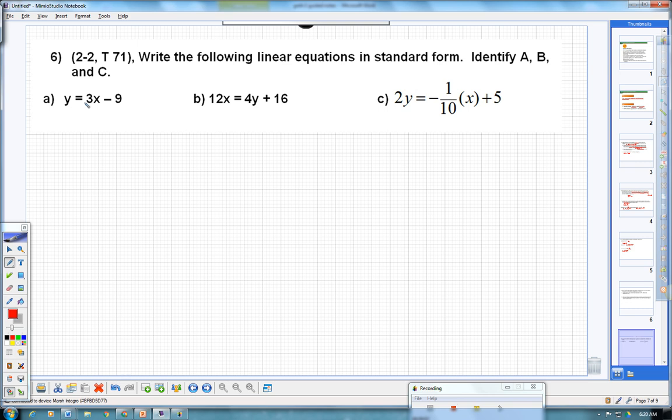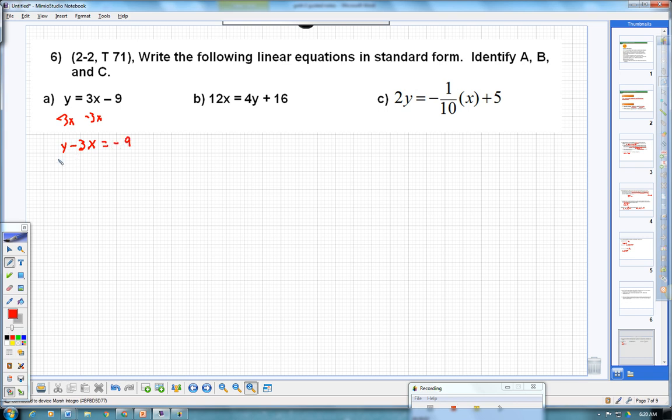There's a couple different ways I can do that. I can do that by subtracting 3x from each side. Subtract 3x, subtract 3x. Having a little trouble with my marker. Now, some people may write this as y minus 3x equals negative 9. Now, that's not in standard form yet.